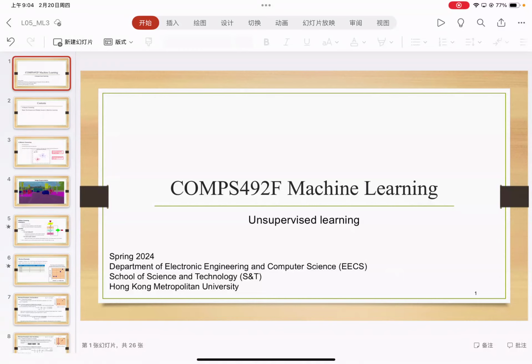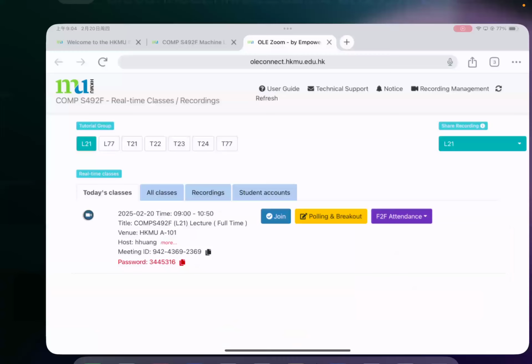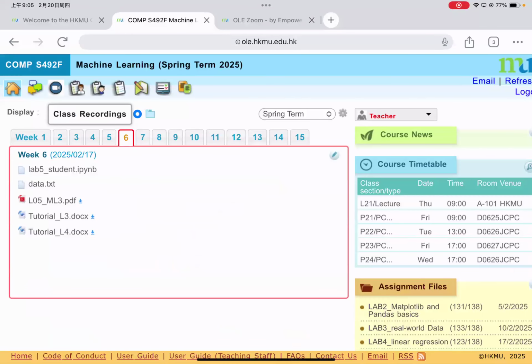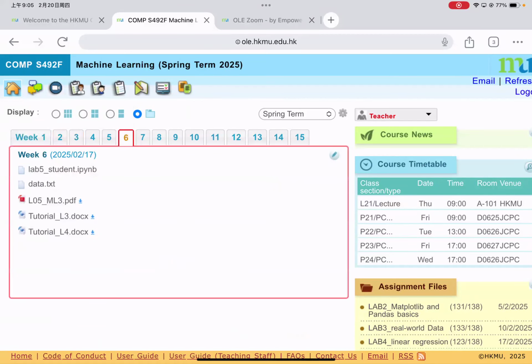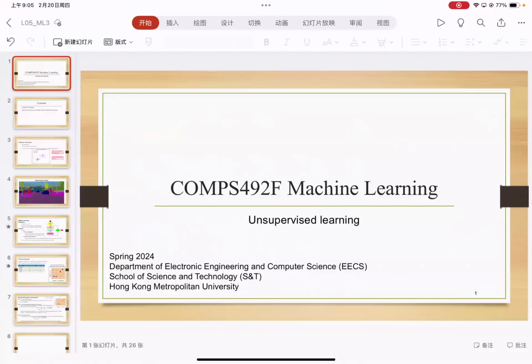So it means we already have, let me see, 1, 2, 3, 4, 5, 6, right? 6 weeks. So the midterm exam will only include the content of the first 6 weeks. So the final part of the midterm exam is the unsupervised learning that we are going to talk about today. And there will be 3 parts in the midterm exam.